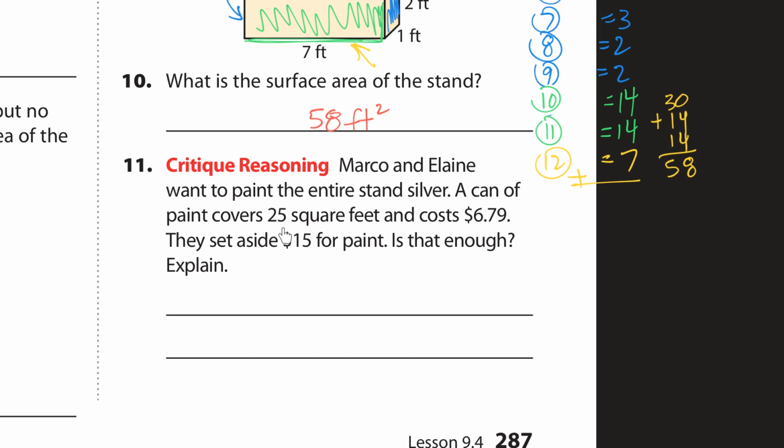Well, we're going to need 3 cans, right? Because 25 times 3 is 75. 25 times 2 is 50, but that's not going to cover it. So we're going to have to find out how much 3 cans are going to cost. And so I would take $6.79 times 3. Okay, so that's 7, 2, 21, 22, 23, 18, 19, 20. Whoops. Sorry about that. So it looks like we'll need $20.37.